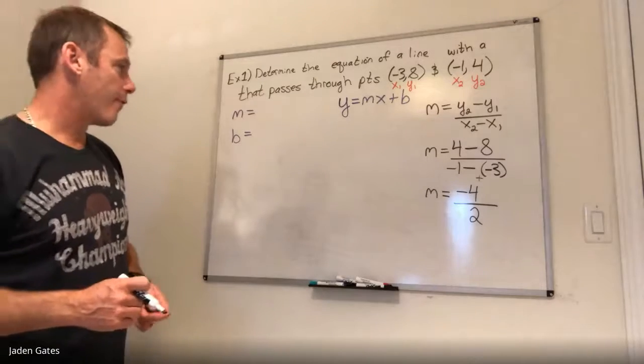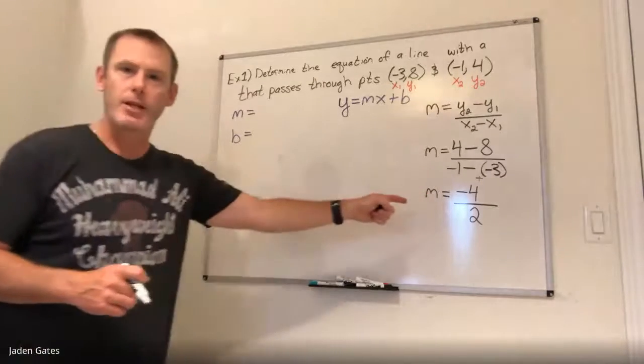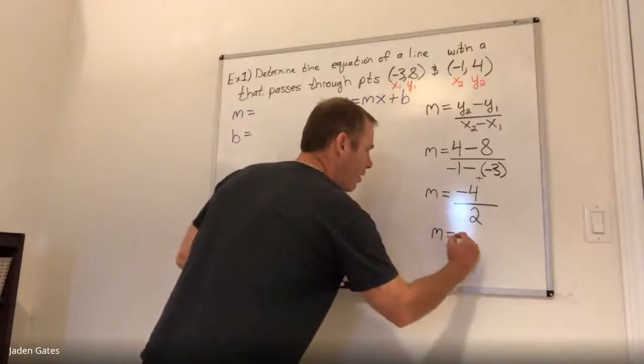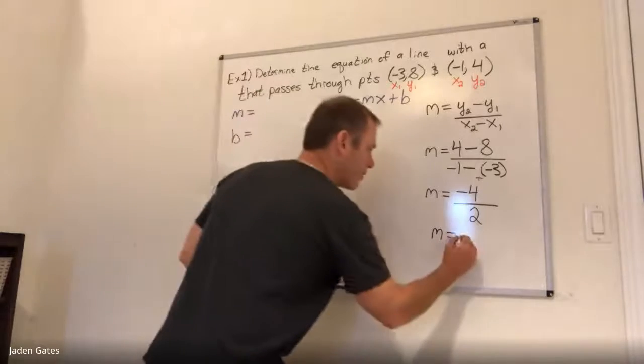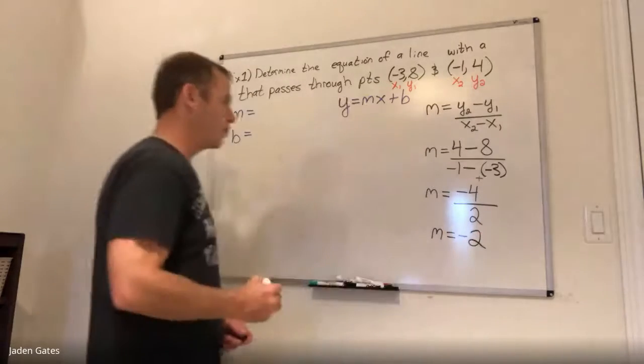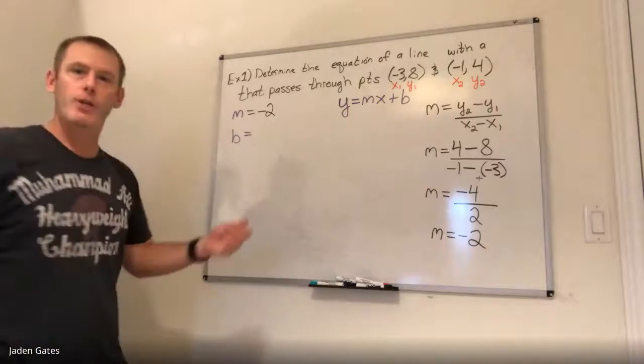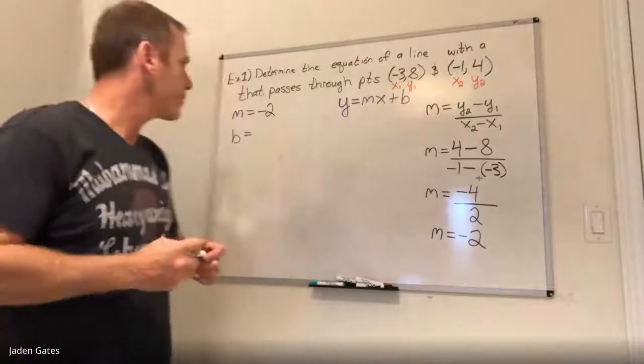Then finally, I got a fraction, but actually I can solve this. I can make this an actual whole number, because negative 4 divided by 2 is minus 2. After all that, there we go. We finally got the slope. But guess what? Still missing the y-intercept.